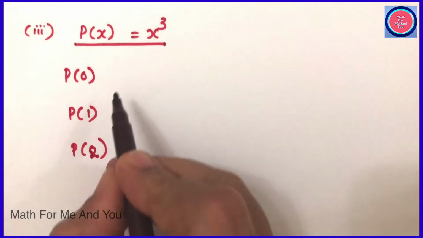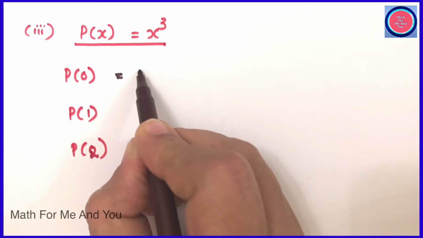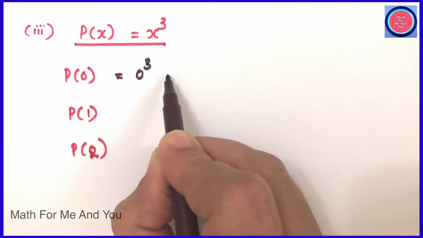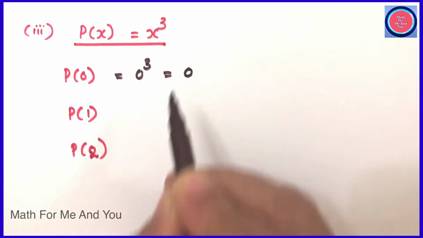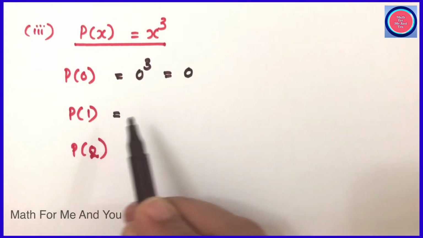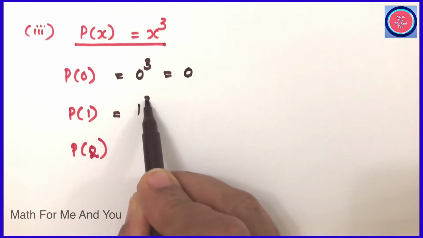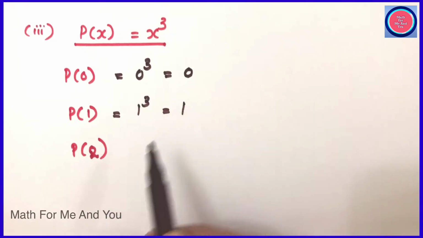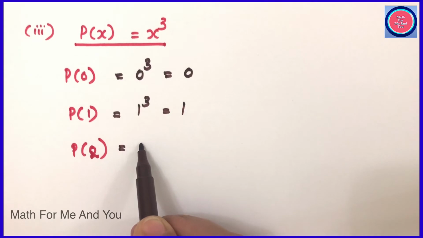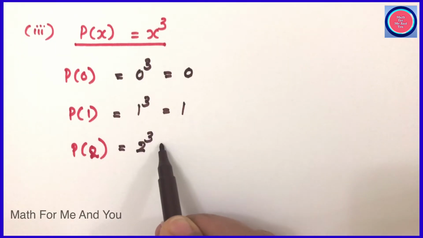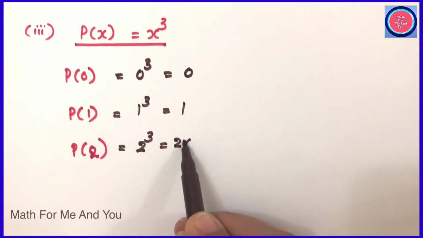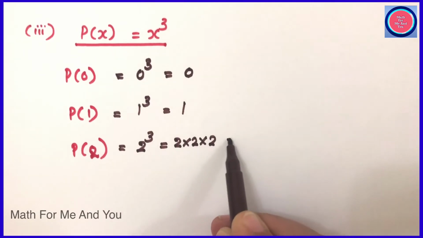See the next polynomial. P of x equals x power 3. We want P of 0. Just replace x with 0. 0 power 3, what answer do we get? It is 0. Next is P of 1. So it is 1 to the power 3. That is 1. P of 2. We can write 2 power 3. What is 2 power 3? 2 times 2 times 2 equals 8.